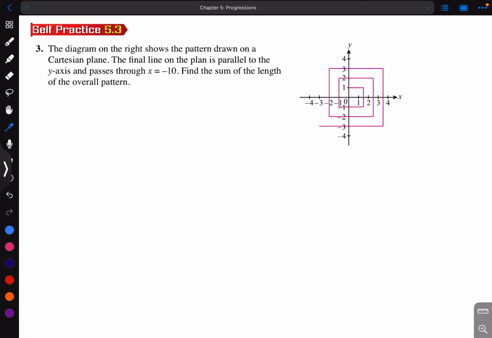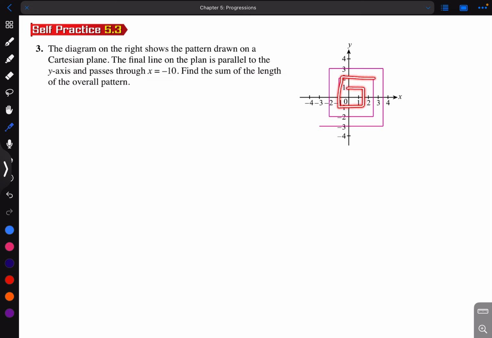Self-practice 5.3, question 3. The diagram on the right shows the pattern drawn on a Cartesian plane. The final line on the plan is parallel to the y-axis. So this is our y-axis. So the final line is parallel to the y-axis and passes through x is negative 10. Find the sum of the length of the overall pattern.